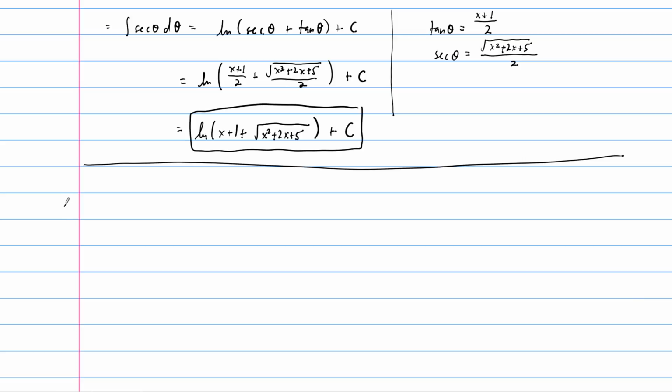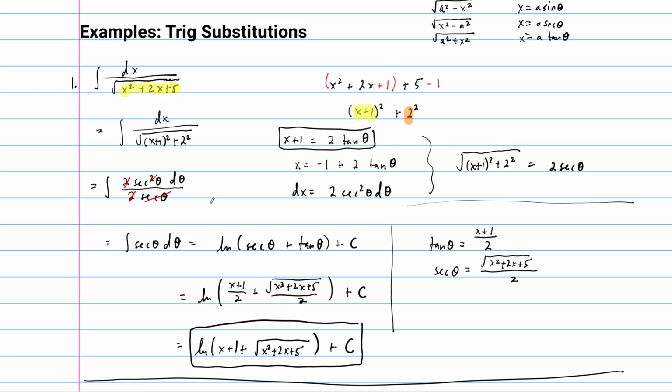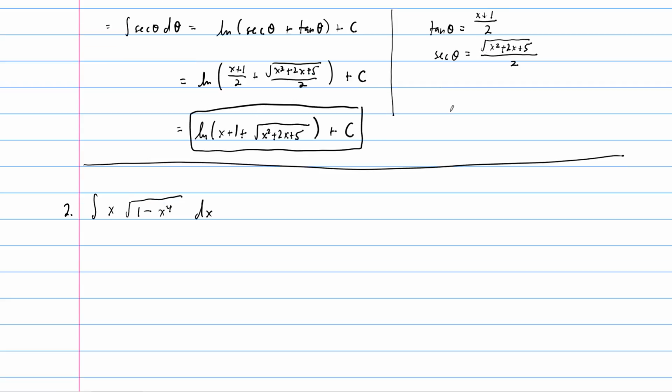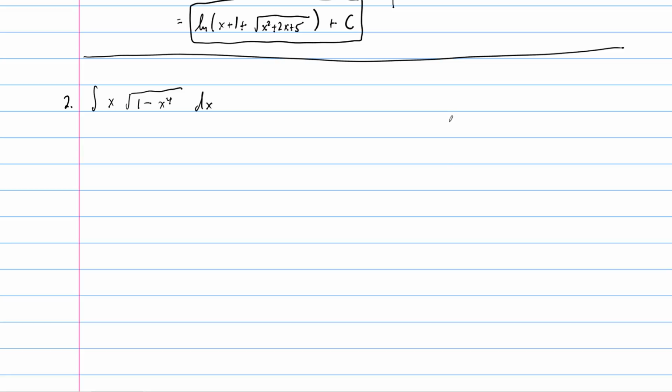So the next one, I'll call this one number 2. This one I want to do the integral of x times square root of 1 minus x to the 4th dx. Again, this is not exactly in the form of one of the ones from our table, so we have to do a little bit of work before we even start, right? So this one we noticed that we could write this as the integral of x times the square root of 1 minus x squared squared. That's what x to the 4th means.